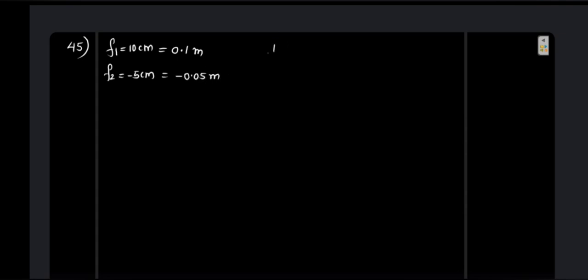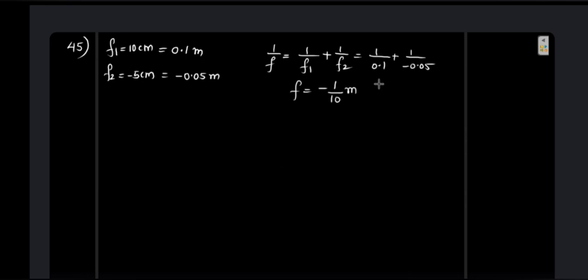So the combination of focal length will have the focal length 1 upon f is equal to 1 upon f1 plus 1 upon f2. So 1 upon 0.1 plus 1 upon minus 0.05. Okay, so the focal length from here is going to come as equal to minus 1 upon 10 meters, or you can even write this as minus 10 centimeters.